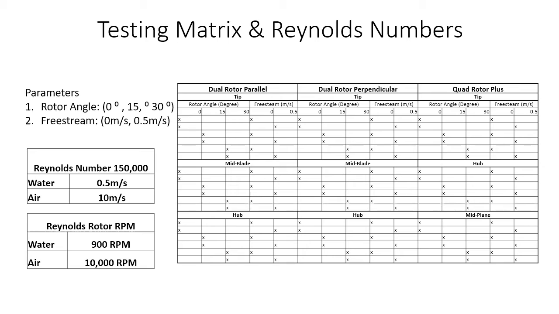And then for the rotor RPM, I kept a constant 900 RPM. This is in water, so in air it simulates around 10,000 rotor RPM, which is very common for most quadcopters. Over here on the right is the testing matrix with each of the test cases and the parameters that were varied.